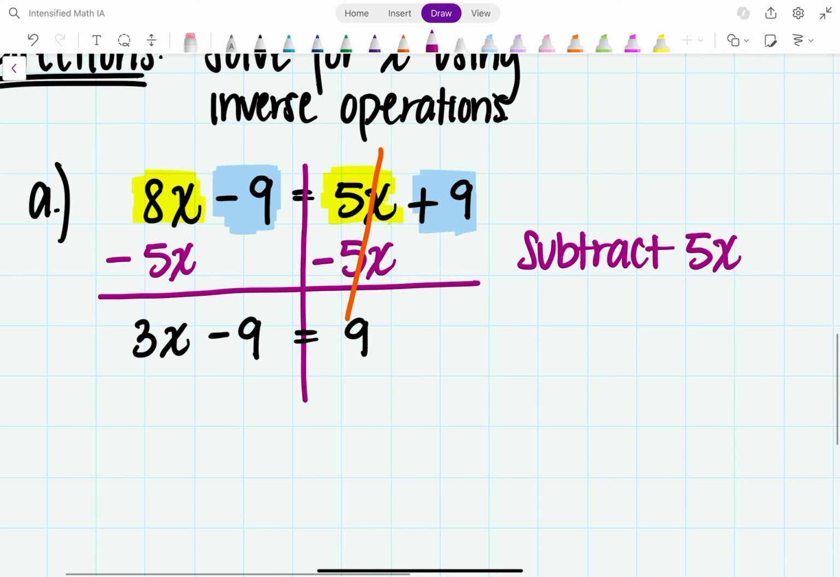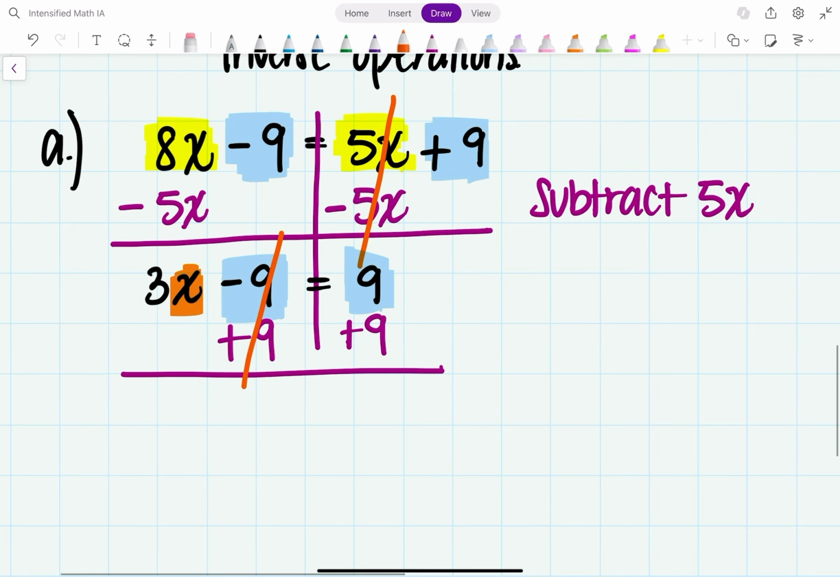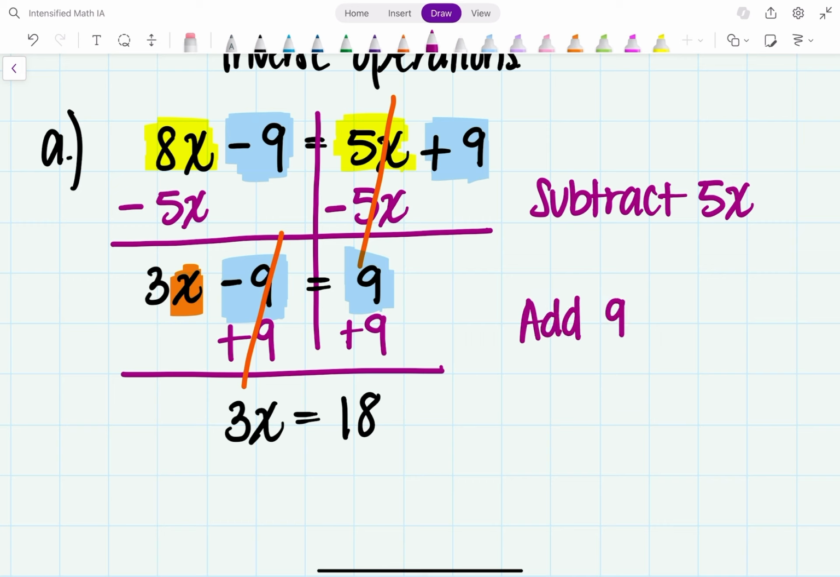From there, I now need to move my numbers, my constants. Because we want to leave the x alone, I need to move the negative 9. So I'm going to add 9 to both sides. Negative 9 plus 9 gives me 0. That becomes 3x is equal to 18. So our second step was to add 9 to both sides.